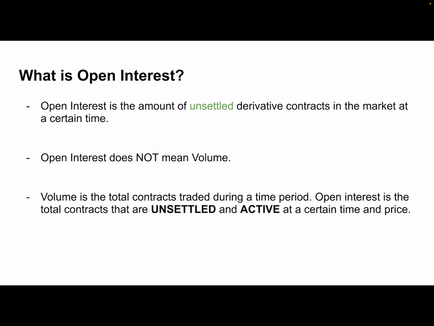Now, it's not volume, it's not delta, it's not a different thing. The reason it's different than volume is because volume is the total contracts traded during a time period. Open interest is the amount of unsettled and active contracts from those contracts that were traded.